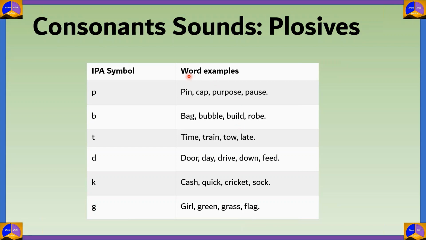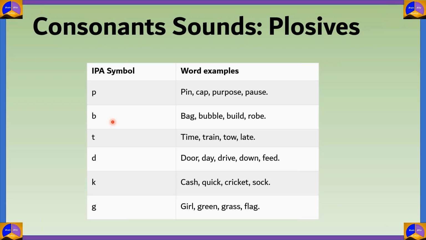Now, examples of words with the P sound include pin, cap, purpose, pause, etc. The next IPA symbol is also produced by the same method. However, this sound is voiced, so it is sounded like this. B, b, b. The first one is P, and the second one is B.